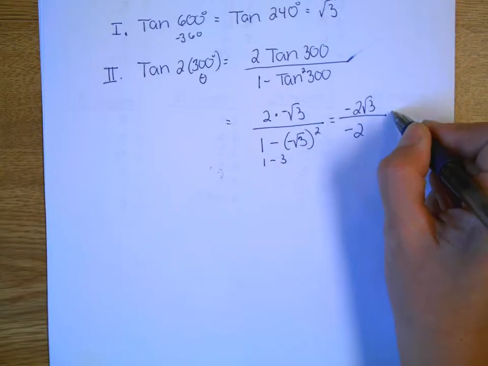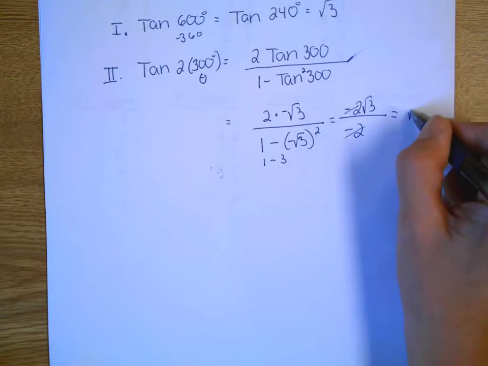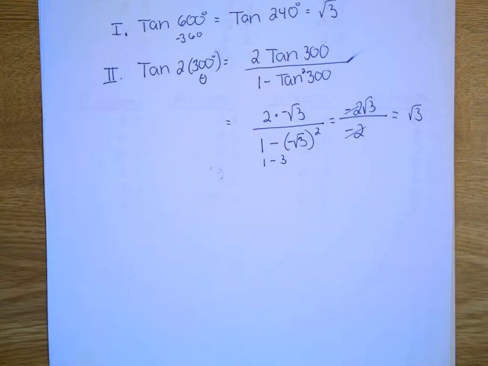Negative 2. Now what happens? And what are we left with? Which is what we wanted. So we got that answer 2 ways. That's not bad. Okay. Now the hard one.